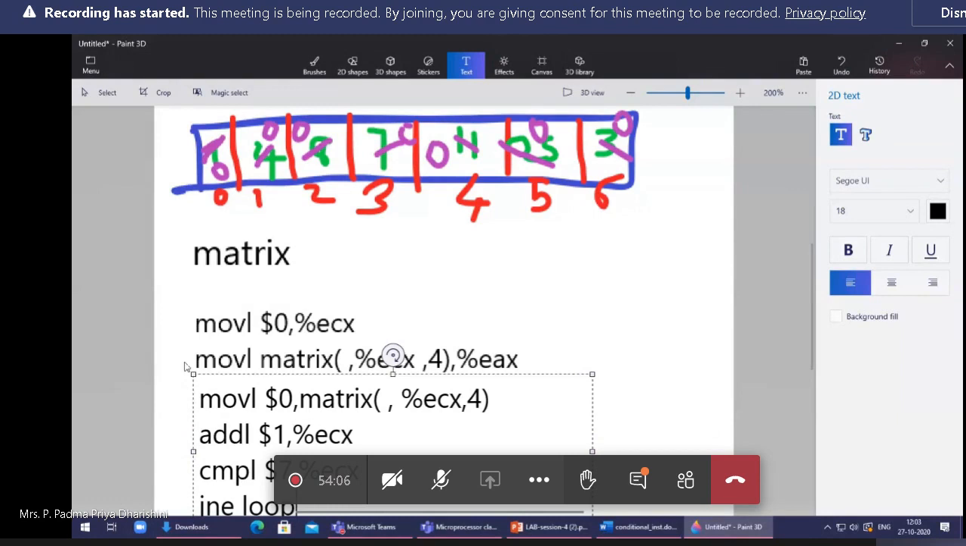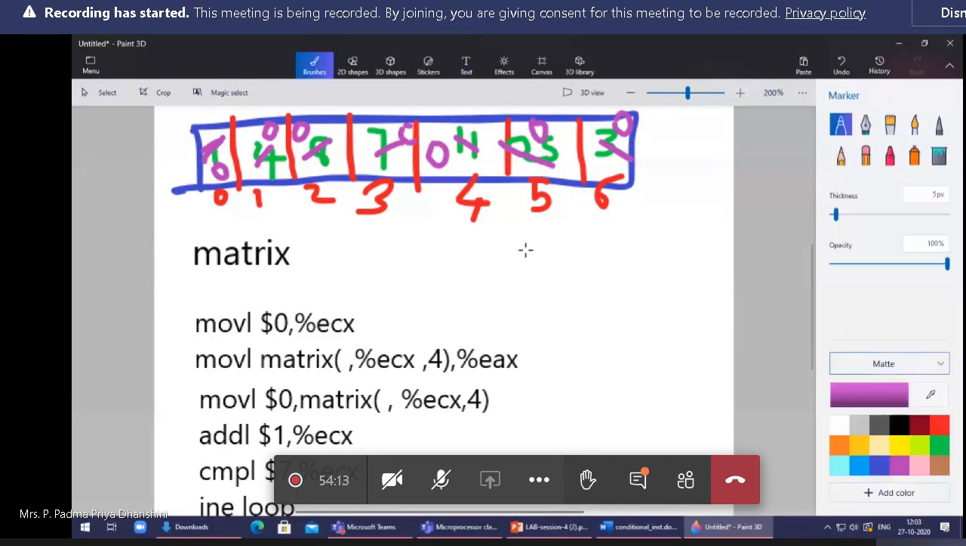Okay, so where does the loop start? The loop starts from here. Okay, I'll write where the loop is starting. So the loop starts from here. Okay, this is the starting point of the loop. So now you can see what's the value of ECX. ECX is 1 here. So base matrix plus 1 multiplied by 4, that is, it points to matrix plus 4, that is pointing to the first element.